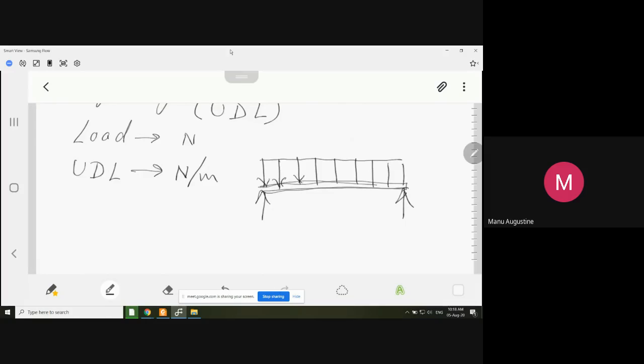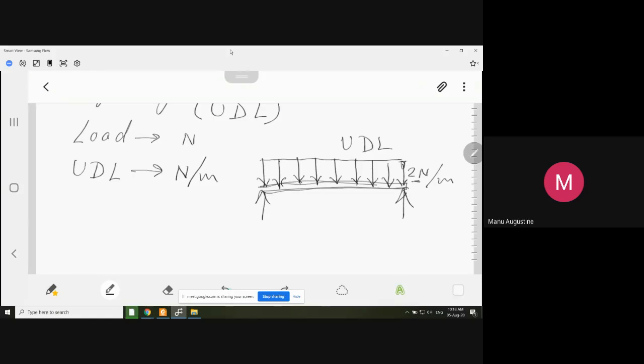They put downward arrows here. This is also another type of depiction for UDL only. And then they put a value of, let us say, 2 Newton. Now please pay attention that I am using 2 Newton here, not 2 Newton per meter. Not this.